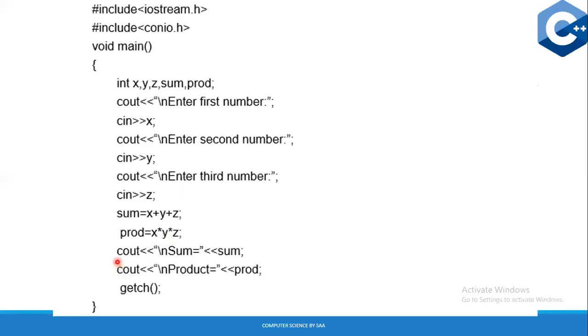Now we have to print out the sum and product on the screen. So here are the two statements. The first cout statement is used to print out the sum on the screen, and the second cout statement will display the product on the screen. When this program is executed, it will ask the user to enter the first number, second number, and the third number. Whatever numbers the user enters, their sum and product will be calculated.